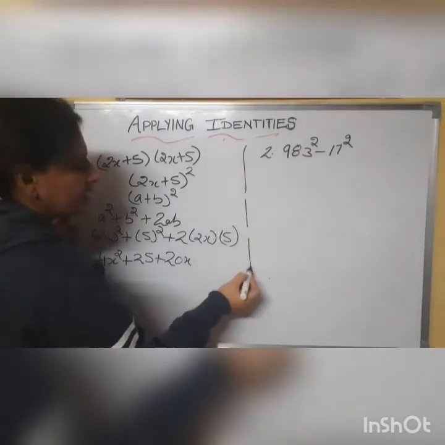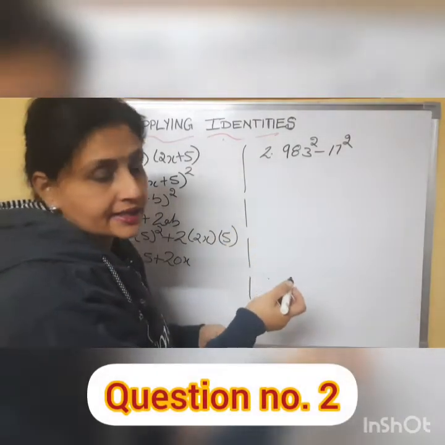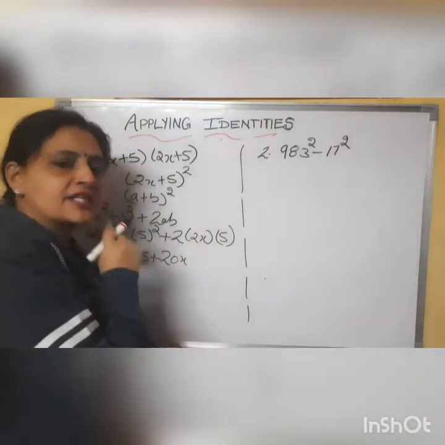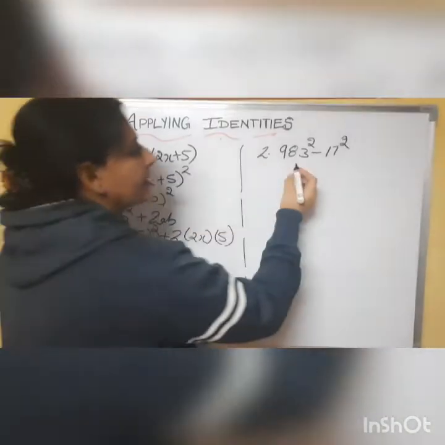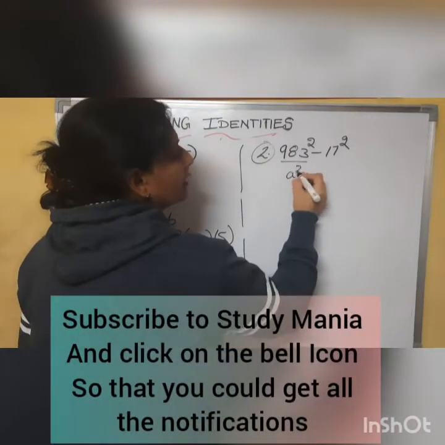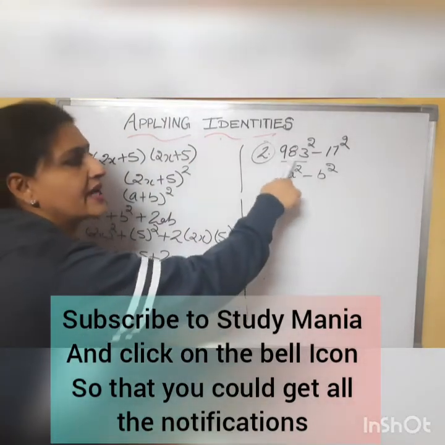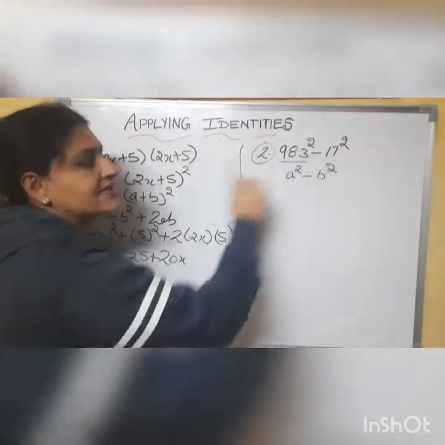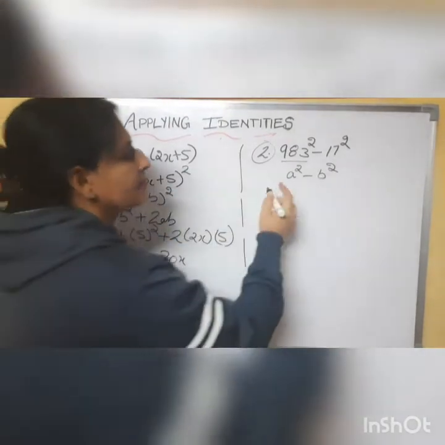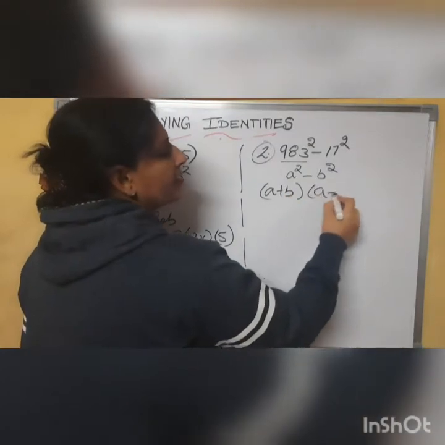And there is a similar type of question which we may find in the chapter applying identities. Now, how can it be used? If you pay attention and focus on this, if we get this type of sum, that means a square minus b square, where a stands for 983 and b stands for 17. So what is the expansion for the identity a square minus b square? This is (a plus b)(a minus b).